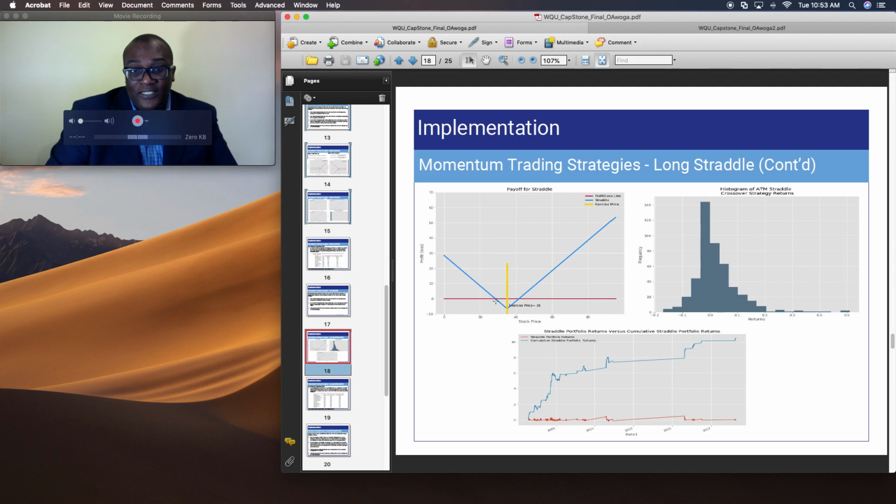So as you can see in this chart, if the price of the stock falls or rises beyond these 2 points, you make money. Otherwise, you lose money. So in this area, you can lose money. In this area, you can make money. In this area, you can make money.